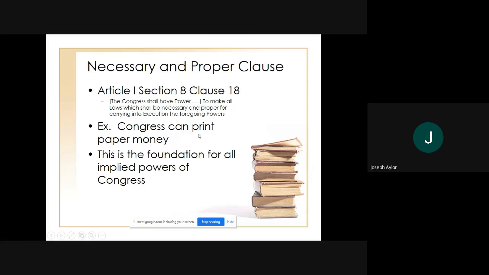The second clause is the necessary and proper clause. The necessary and proper clause is in Article 1, Section 8 of the Constitution. Again, you only have to know that it is in Article 1. This one pertains explicitly to Congress. It says that Congress shall have the power to make all laws which shall be necessary and proper for carrying into execution the foregoing powers. And then it lists all of the powers that they have, things like printing money.